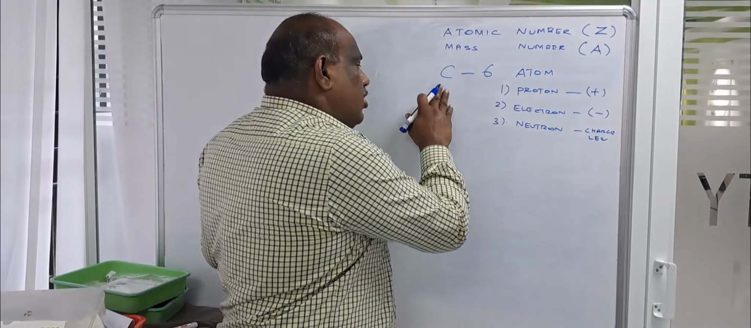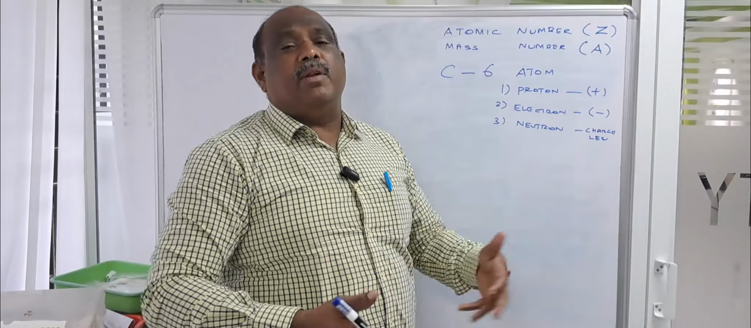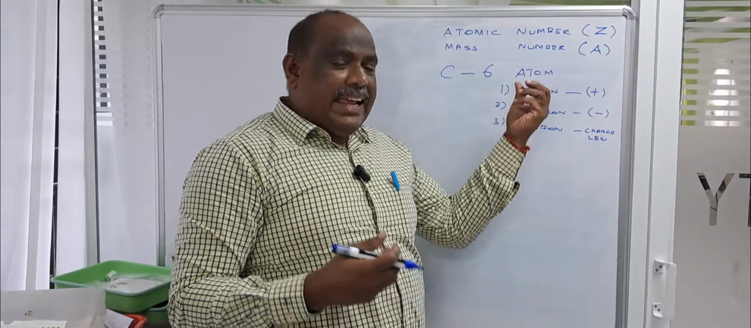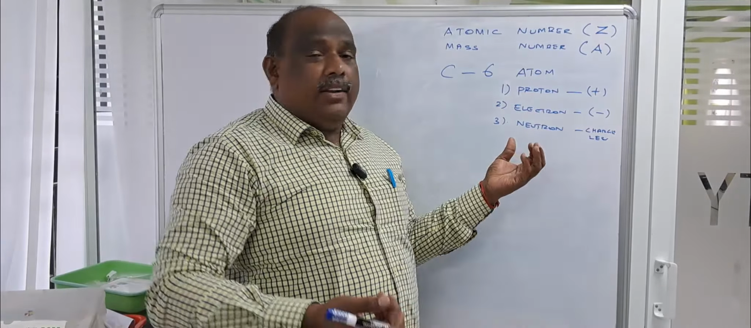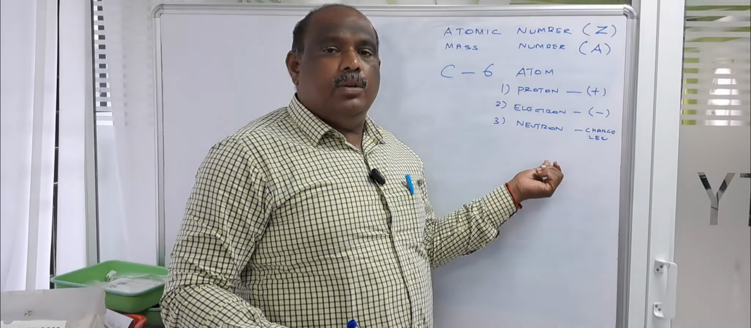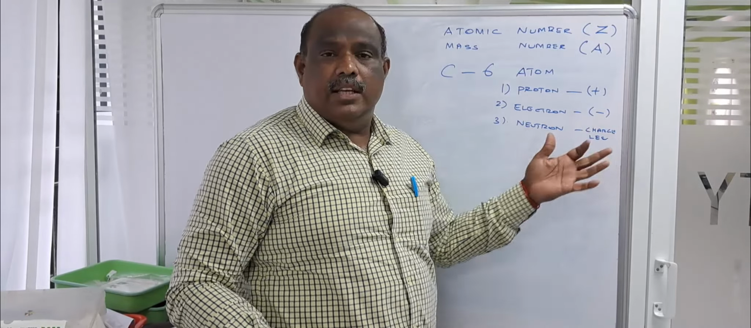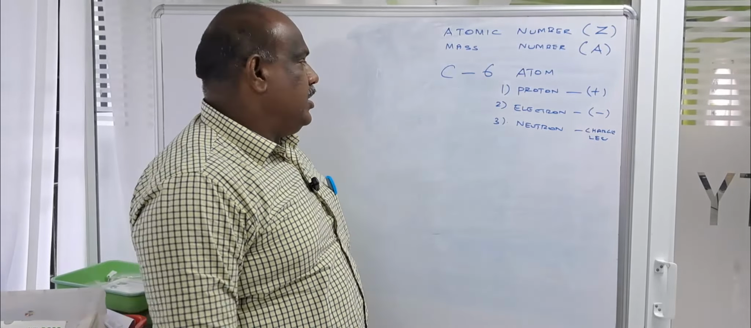So if you consider carbon as an element, the element is made up of a number of atoms. If we consider a single carbon atom, it will have some subatomic particles. What are they? Proton, electron and neutron. The proton carries a positive charge, the electron carries a negative charge, and the neutron is chargeless or neutral in nature.